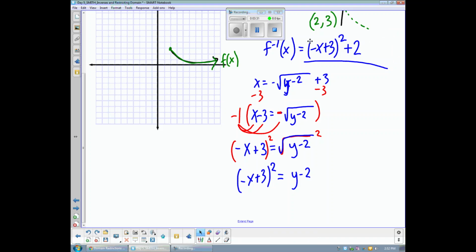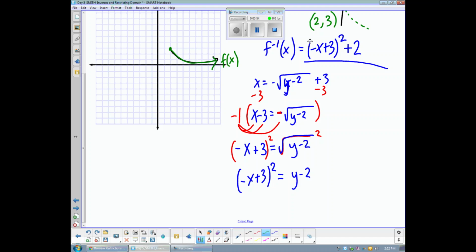Now that's a parabola. That inverse function will make a parabola, which is not one-to-one. So we need to go back to our original function and think about the domain and the range. And we have to make sure the domain and range of our inverse is restricted similar to our original function.